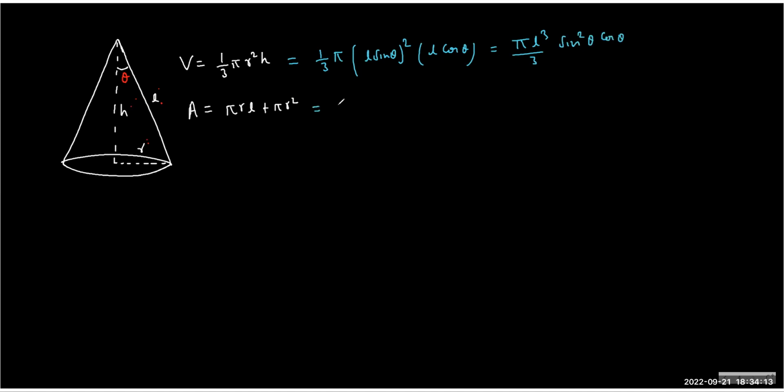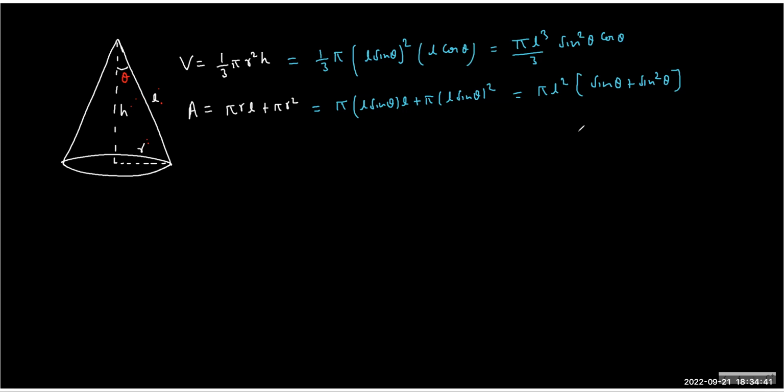Similarly, what about area? Pi R L plus pi R square, which is pi L square, we can take common, sin theta plus sin square theta. I hope this is the idea we are getting.